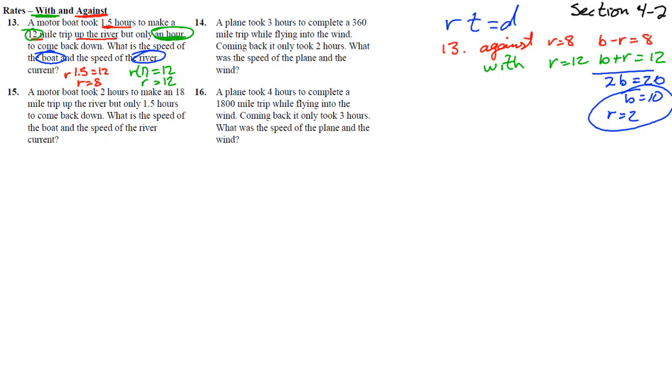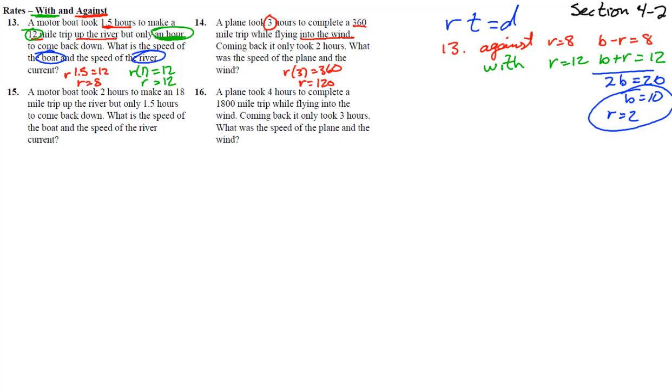Great, let's look at number 14 and try a very similar problem there. Okay, so a plane took 3 hours to complete a 360-mile trip while flying into the wind. So into the wind means against the wind. So this is our time against the wind. So again, we do rate times 3 equals 360 miles. That means against the wind, he's getting 120 miles per hour.